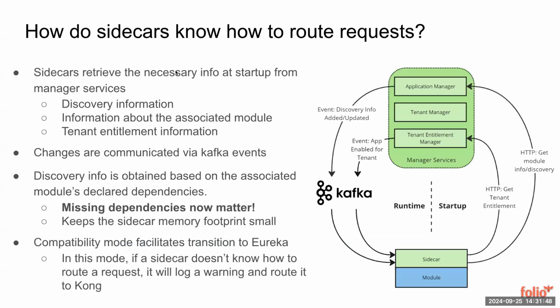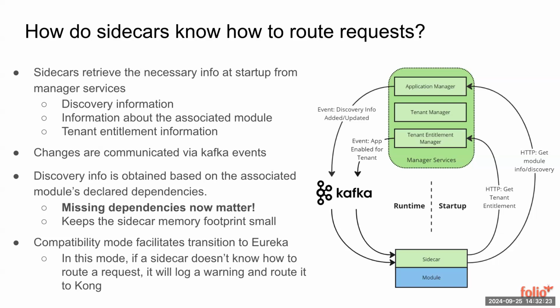All right, so how do sidecars know how to route requests? I mentioned that sidecars need to know where other services live, otherwise they wouldn't know how to route the requests. There are two parts to this. At startup, the sidecars interact with the manager services that Alexei talked about in his previous presentation to get information about the entitlements, which tenants are entitled to use this module, information about the module itself and the endpoints that it provides, and finally, discovery information about modules that this one depends on.